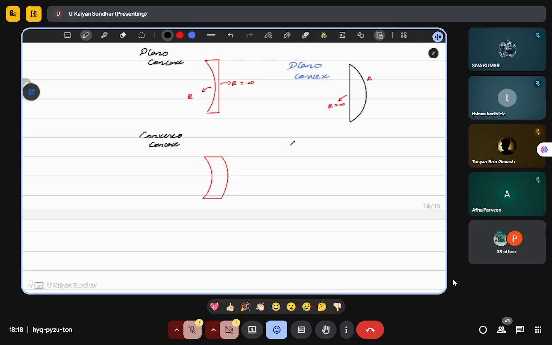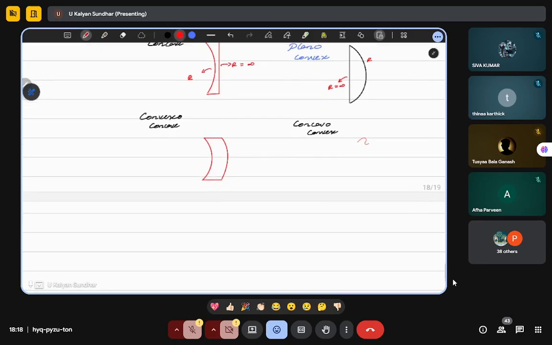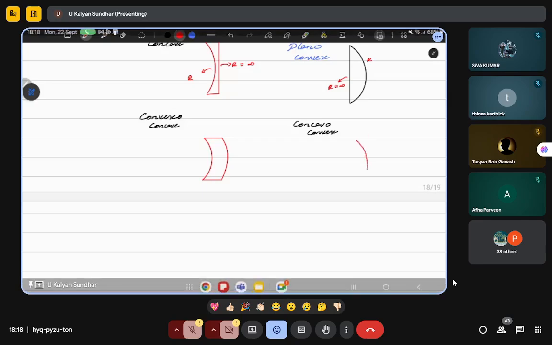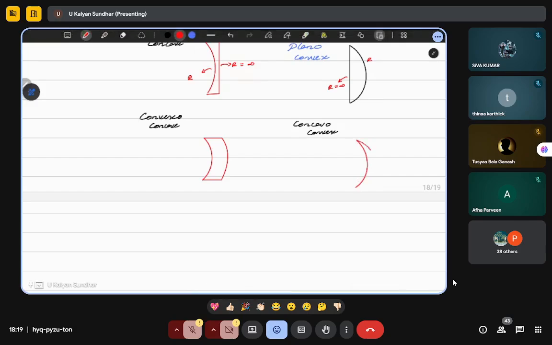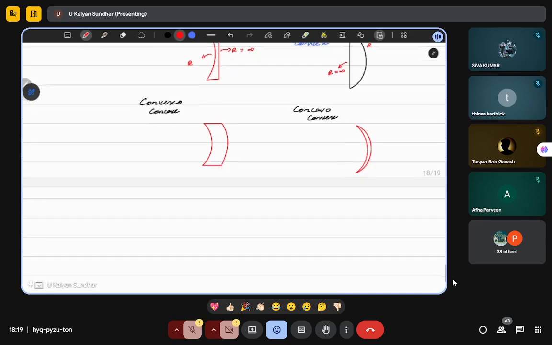Now similarly here you have the concavo convex lens. How will it look? The only difference is that in the middle it will have more thickness, right? At this place it forms like a meniscus, meaning it forms like a crescent. So this is your convexo concave lens.